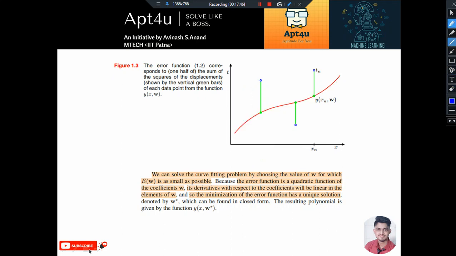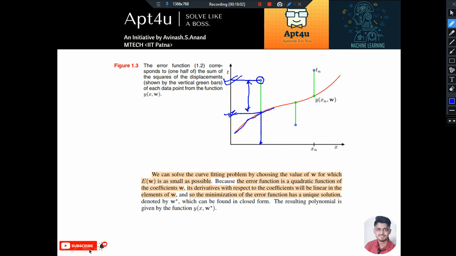We know that the true value is this. Actually this particular point should be lying at this value of t here, but for this value of x, for this curve, it is lying at this point, which means this is the value of t. This difference is the error. Now this error exists for all the points.